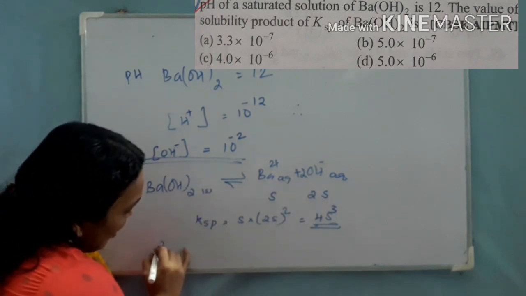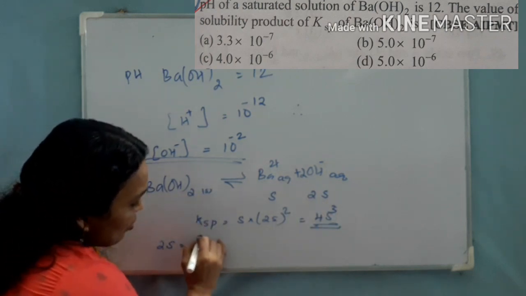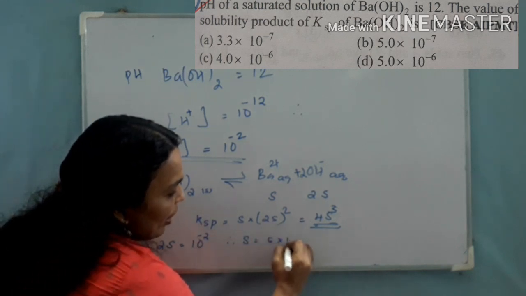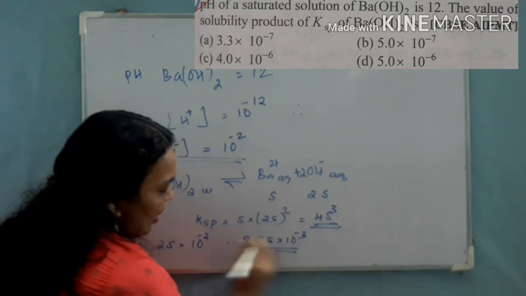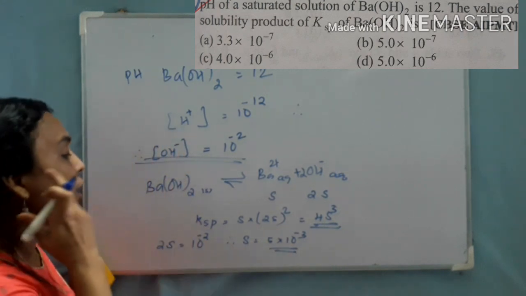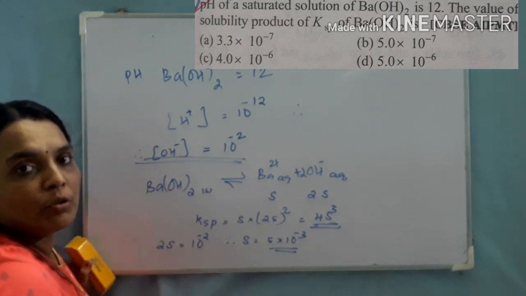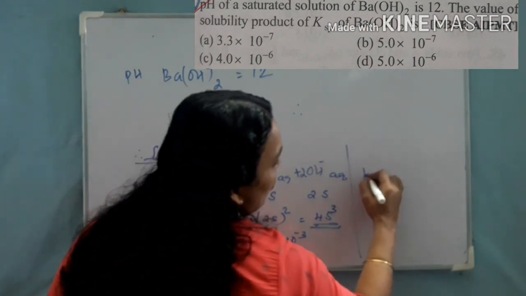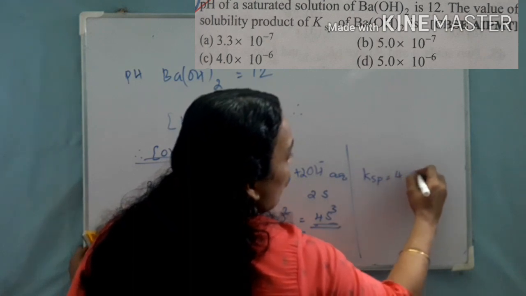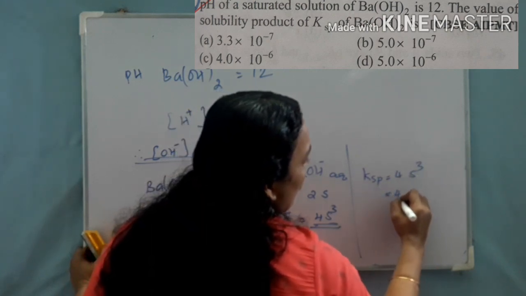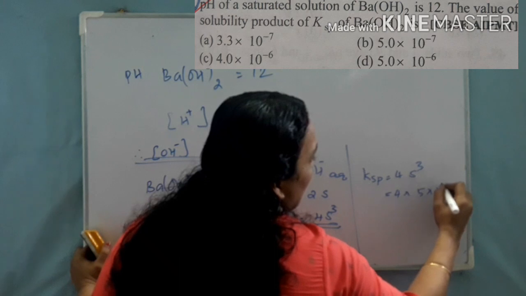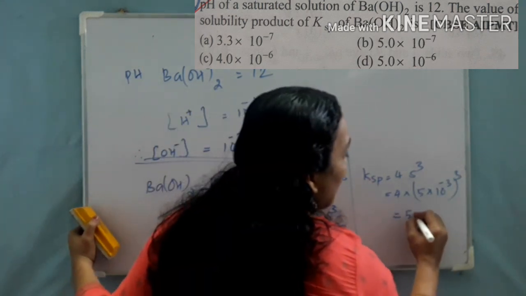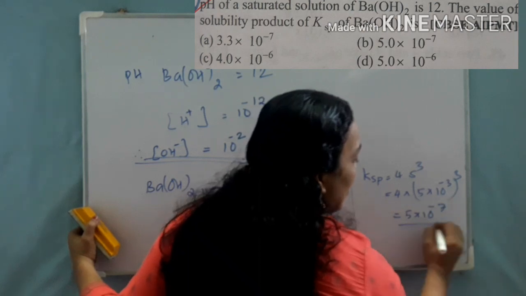So we can write 2S is equal to 10 raised to minus 2. Therefore S is equal to 5 into 10 raised to minus 3, that is 1 by 2 into 10 raised to minus 2. So KSP is equal to 4S cube, that is equal to 4 into 5 into 10 raised to minus 3 whole cube, that is equal to 5 into 10 raised to minus 7.